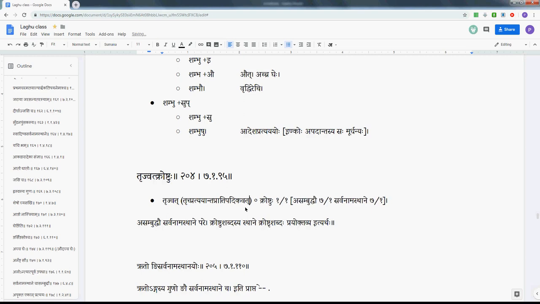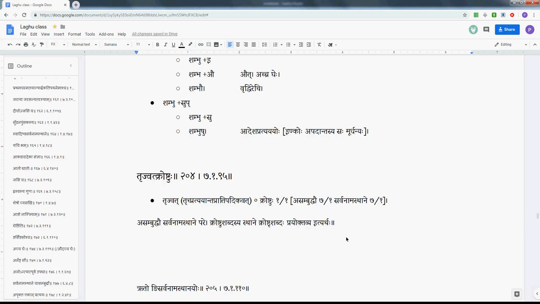So that's what it means. Therefore, Laghukara makes it simple. He says, why do you consider, what is the meaning here? He says, Kroshtu Shabda should be read as Kroshtru Shabda instead. So ukara you drop and add rukara instead. Thereby what will you get here?